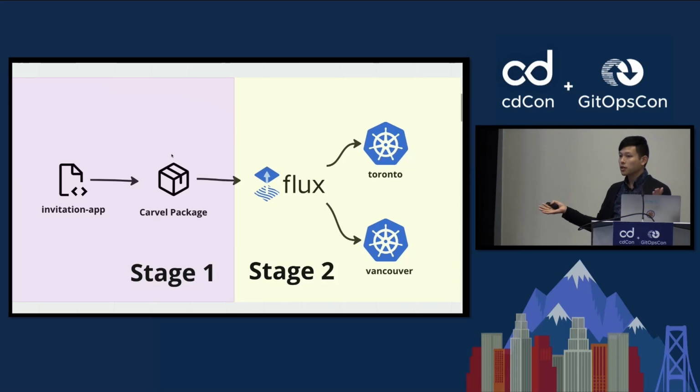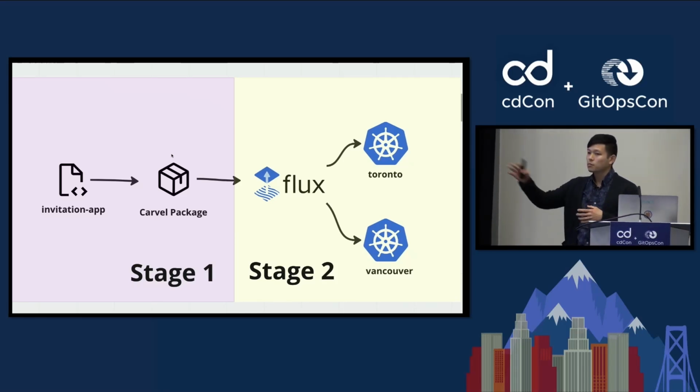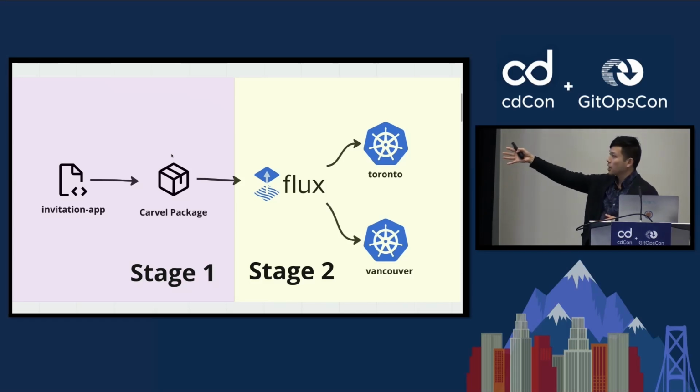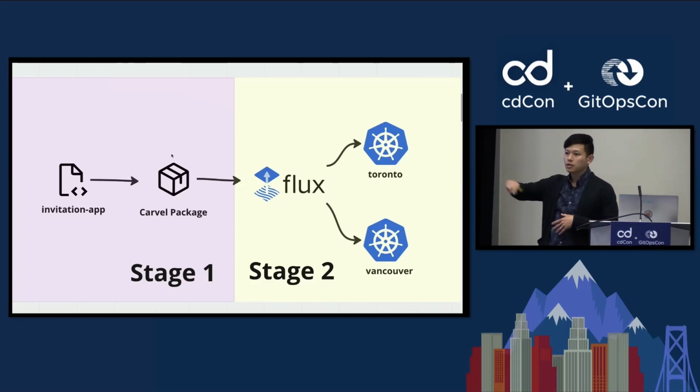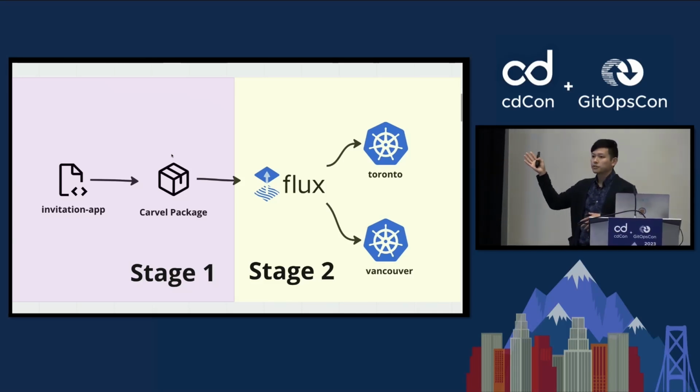So this multi-cloud journey, I broke it out into two stages. Stage one, we'll take a Go application and build a Carvel package. Stage two, we'll take that Carvel package, pass it into Flux, and Flux does a really great job of sending it off to the two clusters, one in Toronto and one in Vancouver.